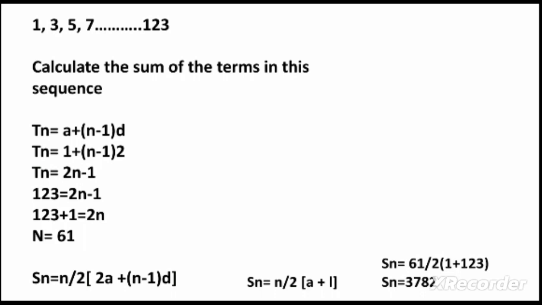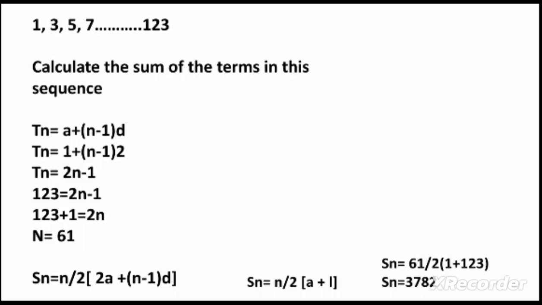You can use either of the two formulas. Sn equals n divided by 2 open bracket 2a plus n minus 1 close bracket d. But the simple one is Sn equals n divided by 2 open bracket a plus l, which is the last term. You substitute n, you get 61 divided by 2. A is the first term, that is 1, plus 123, that is the last term. And then the sum that they're asking for is 3,782.